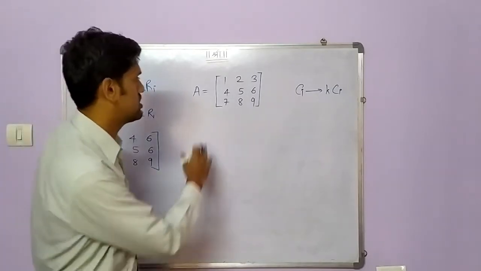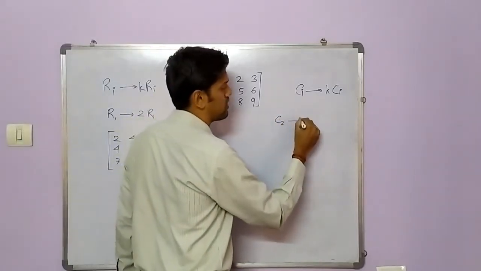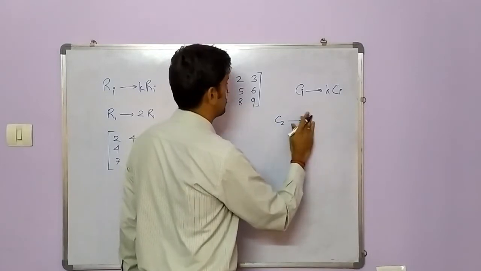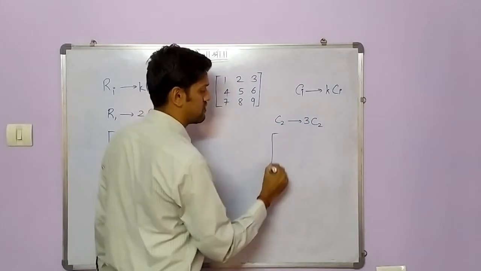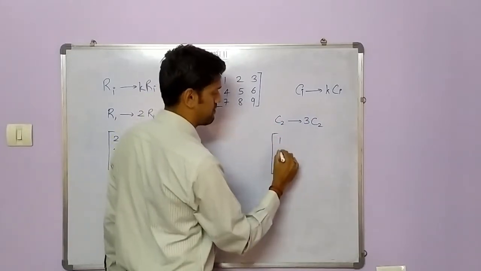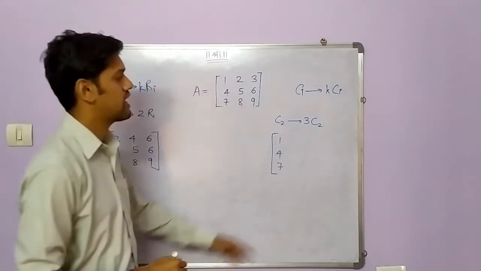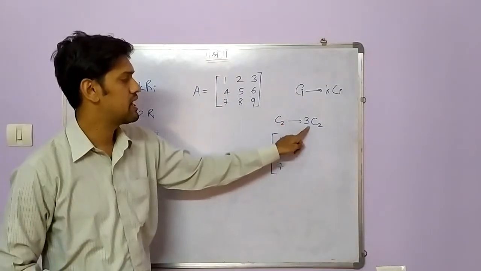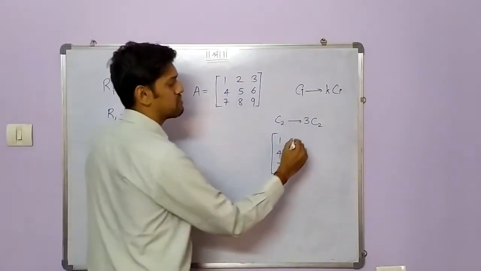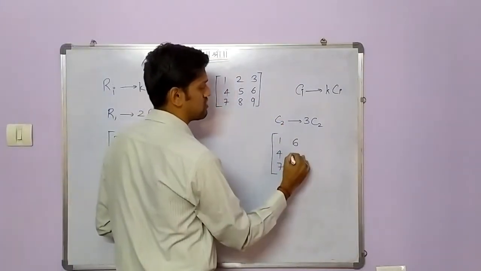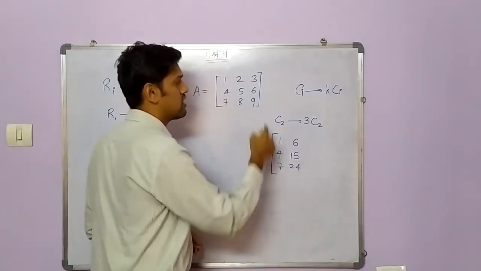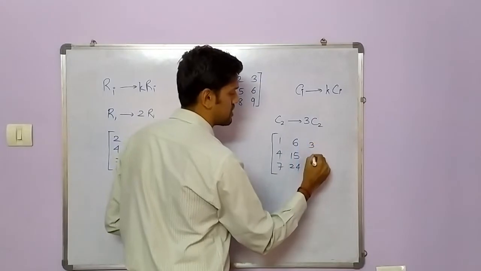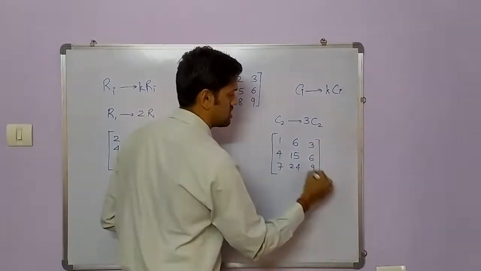Here what we will do now is multiply the second column by 3. So the first column will remain the same. The second column will be multiplied by 3. So this will become 6, this will become 15, this will become 24. And the third column will again remain the same. It will not be changed.